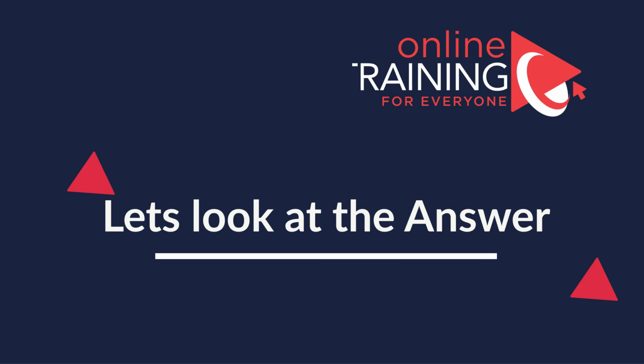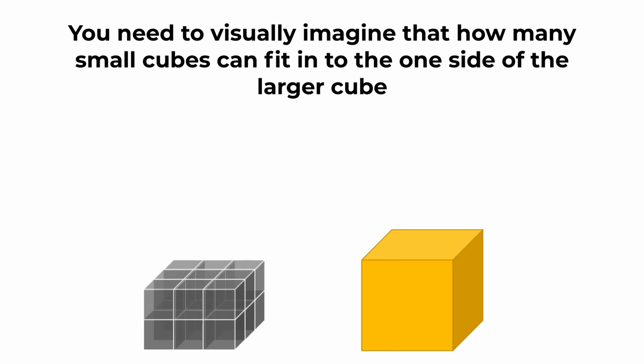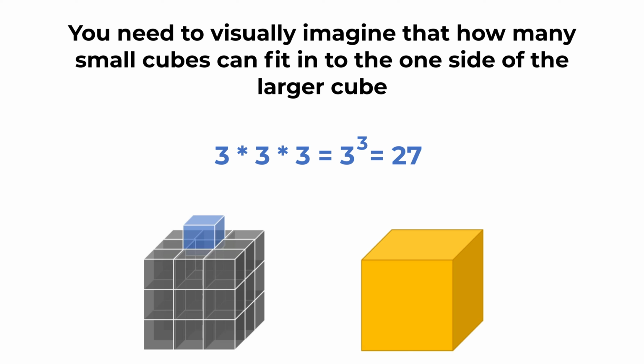To solve this challenge, you need to visually imagine how many small cubes can fit into one side of the larger cube. And the answer is that 3 small cubes can fit on each side of the large cube. And since a cube is 3-dimensional, the number of small cubes that can fit into the large cube can be calculated using the formula 3 multiplied by 3 multiplied by 3, which is equal to 3 cubed. That's where the word cube might be coming from, which equals 27.